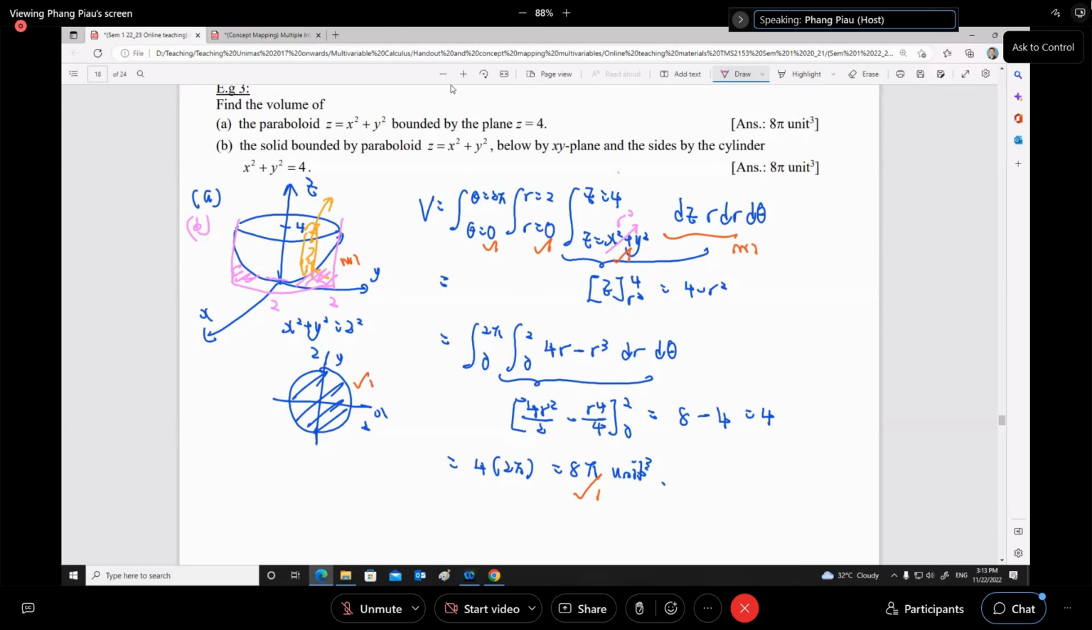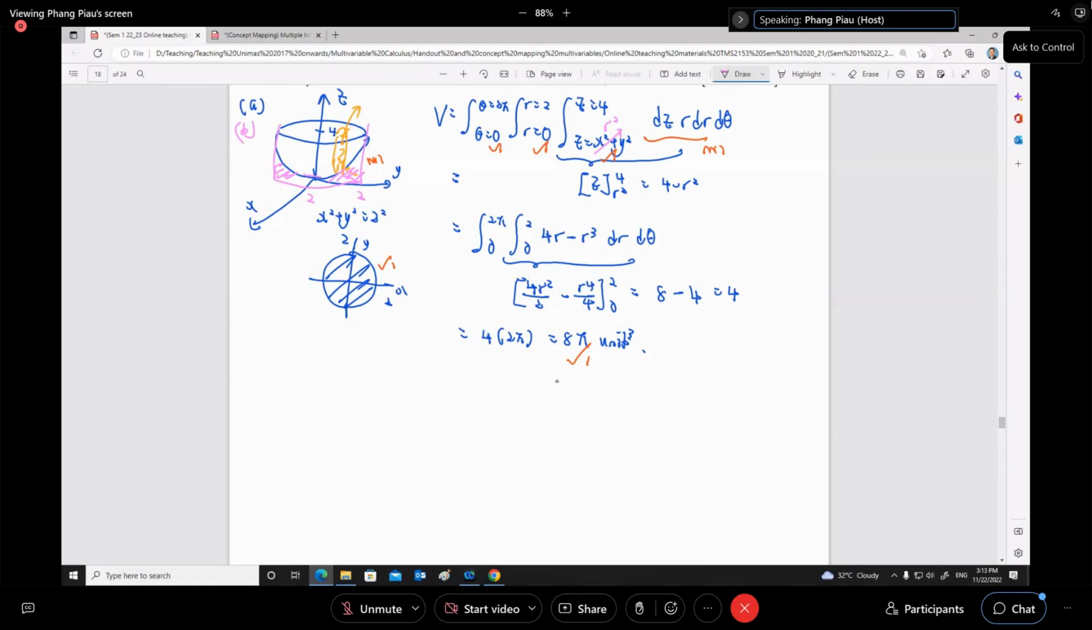So I have to reduce the size of this so that I can write here for question B. They are the same, and the projection region is still the same, so theta is from 0 to 2 pi, r is from 0 to 2, and for z you enter at z equal to 0 and leave at z equal to x power 2 plus y power 2, and the rest are still the same, dz, r dr, d theta.